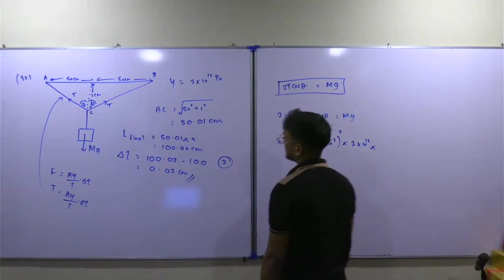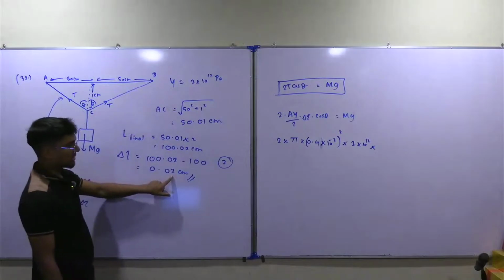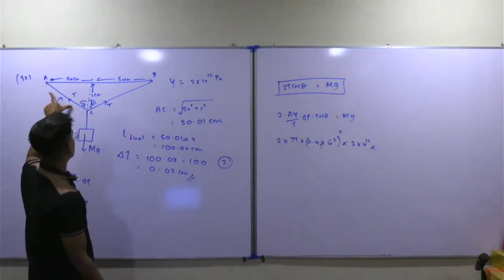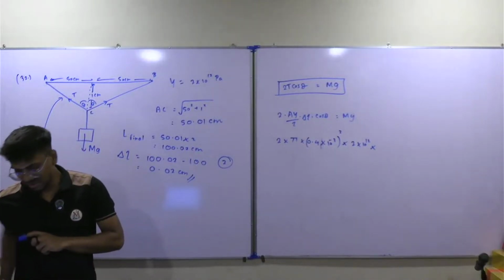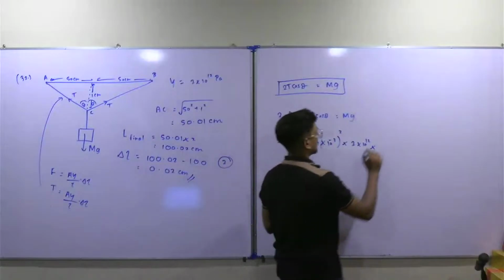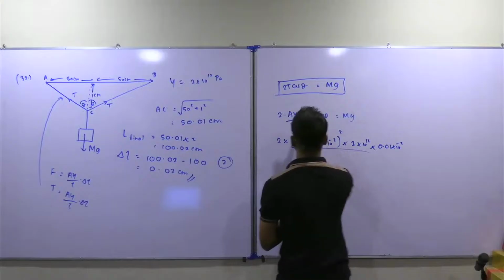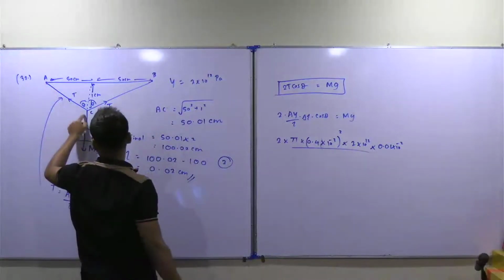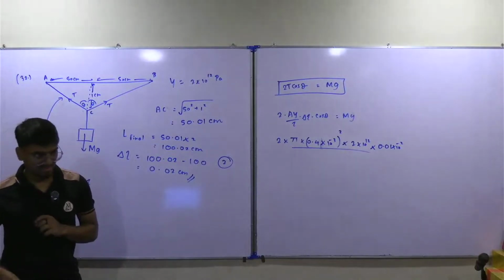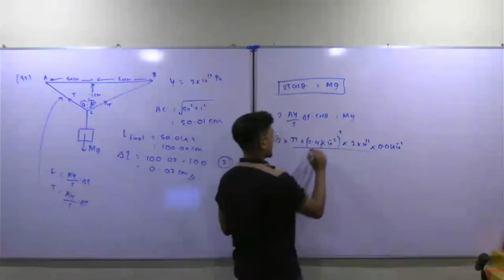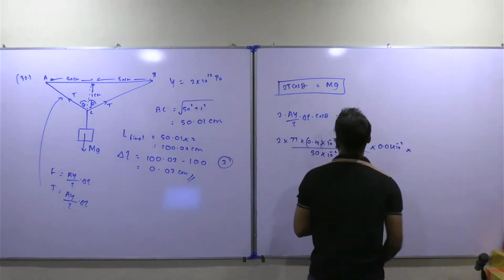Extension, how much is the extension? The total extension is 0.02 centimeters. So the extension of a single wire is 0.01 centimeter, right? Is it clear? You have to convert it into meters, 0.01 into 10 to the power minus 2, divided by the initial length. The initial length of this section is 50 centimeters. You need to convert it into meters, 50 into 10 to the power minus 2, and multiply by cos theta.